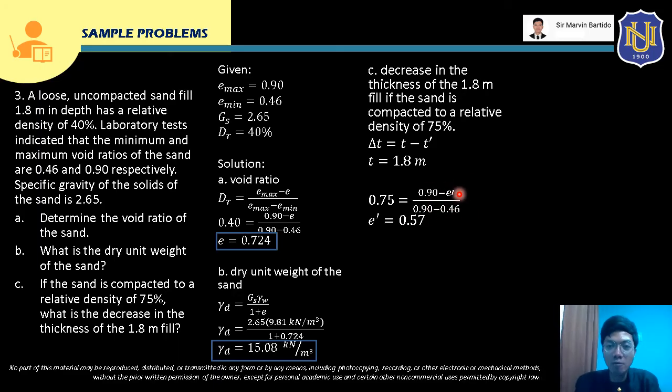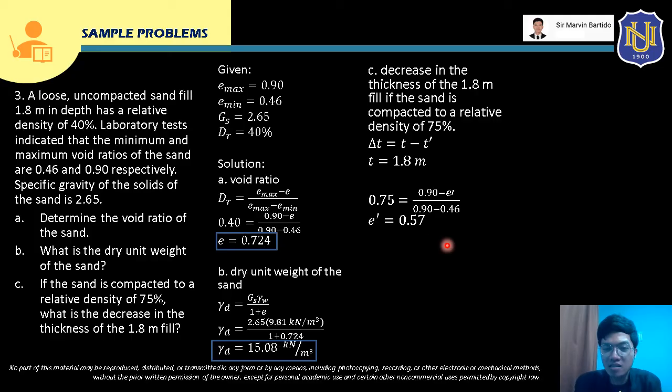Okay, so yung E prime, class, it will be 0.57. So, bumaba, no, bumaba yung E natin. Kasi dahil tumaas yung relative density natin, di ba? So, yung void ratio natin, class, ay bababa. Di ba? Bababa kasi liliit na rin yung volume ng voids dito. Kasi nga lumaki yung relative density natin.